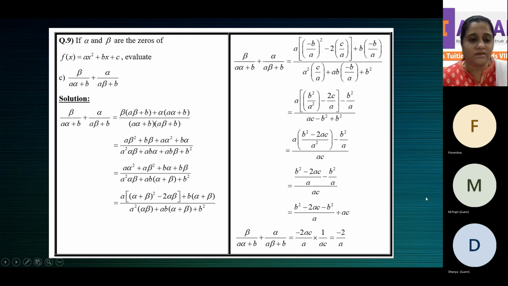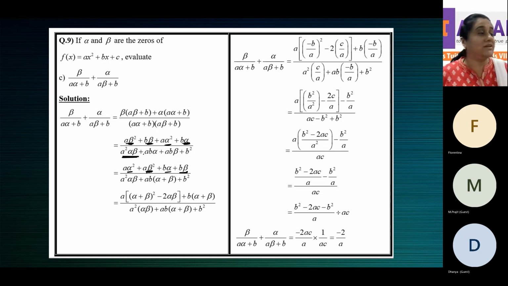So we gather a alpha square and a beta square. And then we gather b alpha and b beta. All right. In the denominator, we have a square alpha beta. What did I tell you?